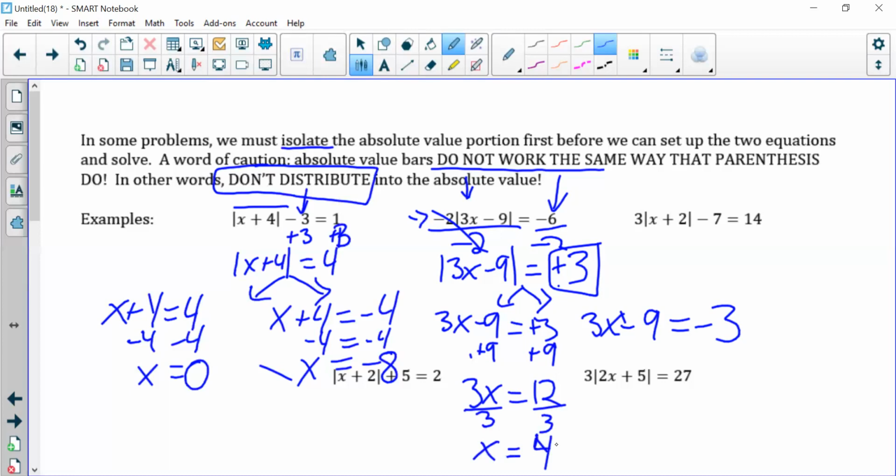All right, let's go back and do the other half of this. Once again, we're going to add 9 to both sides. So 3x equals 6. Divide both sides by 3. So x equals 2. And the last 3 examples are just more of the same, so I'm not going to go over those with you.